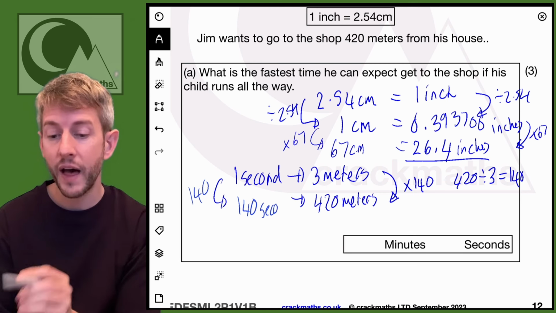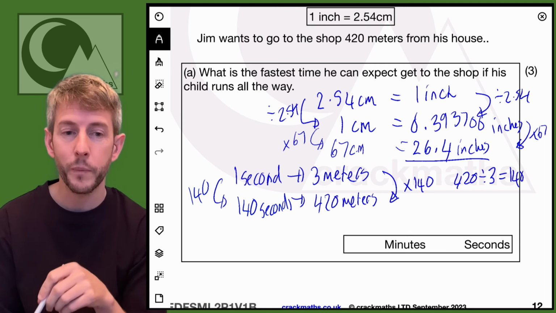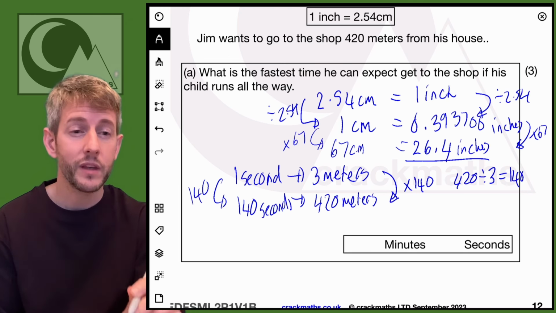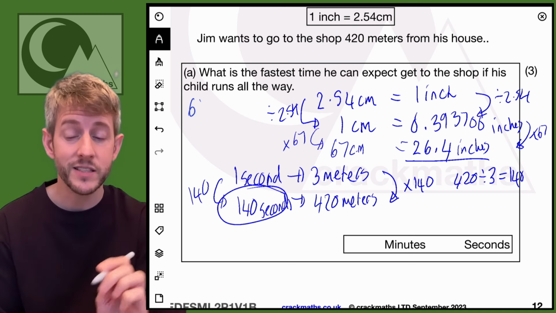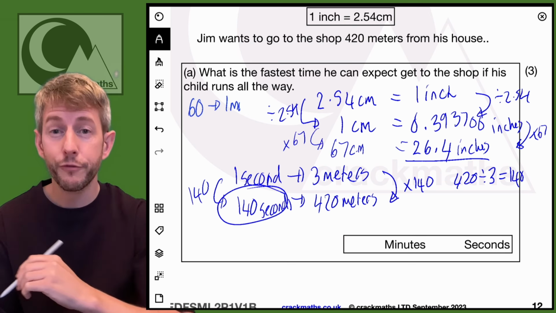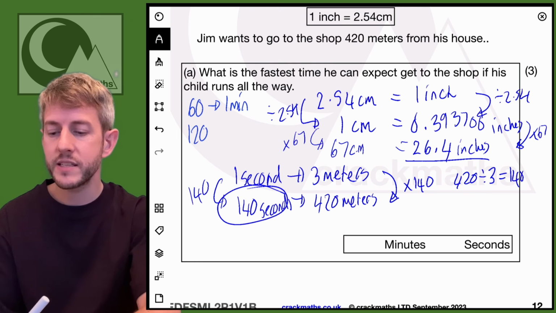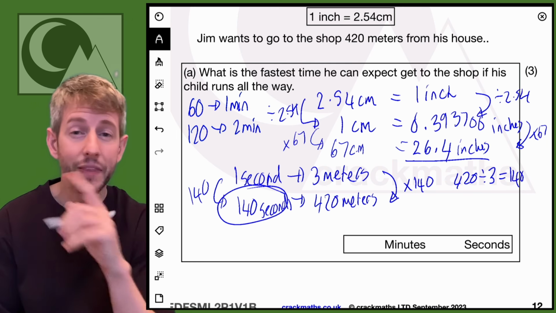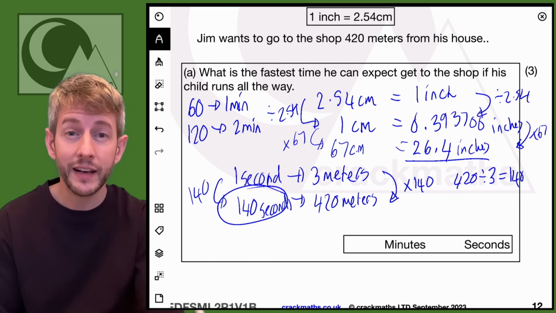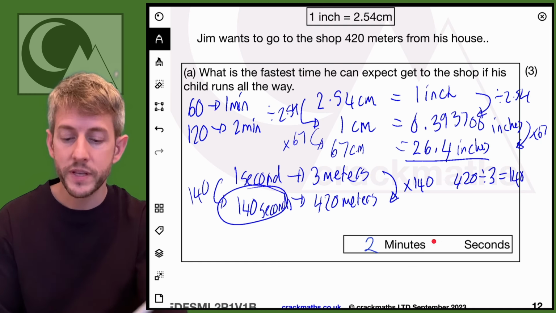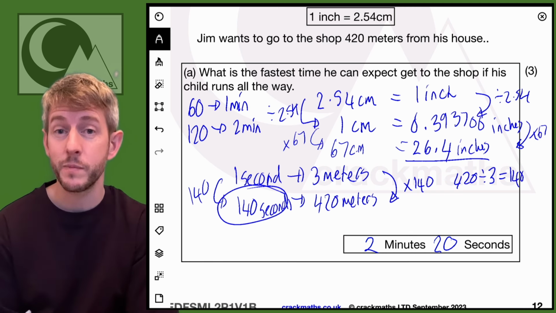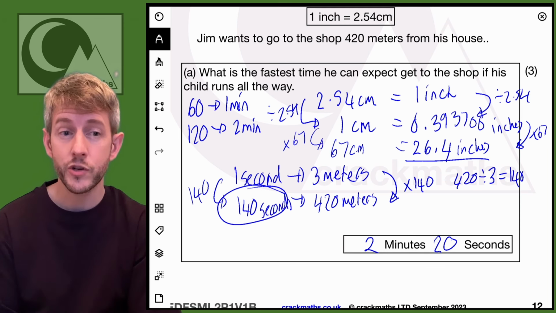Okay, so I know that Jim's son can run to the shop in 140 seconds. I need to write this now in terms of minutes and seconds. I know that 60 seconds is 1 minute. I've got 140 seconds here. So 60 seconds is 1 minute, 120 seconds is 2 minutes, and that's going to leave 20 seconds left. So this will be 2 minutes and 20 seconds, okay? So that's how fast Jim can expect his son to run.